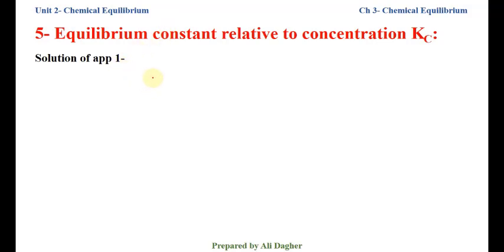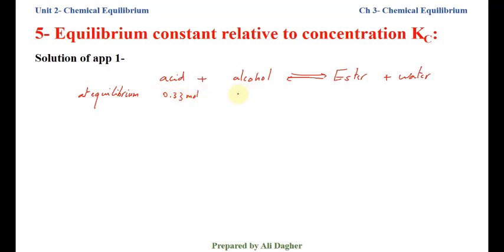We have, I will write the equation by word equation: acid plus alcohol gives ester plus water. At equilibrium, 0.33 mole of acid and 0.33 mole of alcohol, 0.67 mole of ester, and 0.67 mole of water.